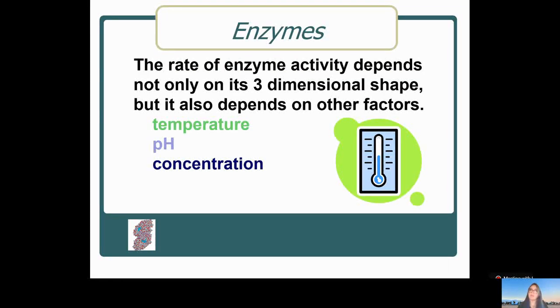And we talked about how enzymes lower the activation energy and therefore accelerate the chemical reaction. There are also other factors it depends on, and that is the temperature, the pH, and the concentration. Those are the three key factors that will determine the rate of the reaction.